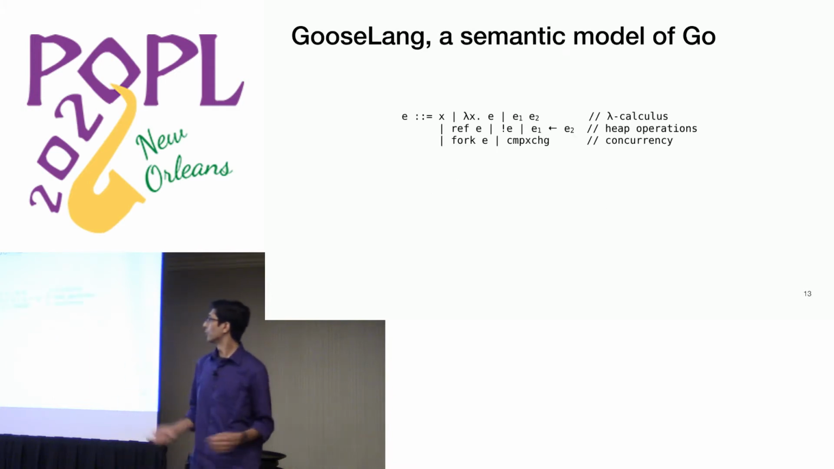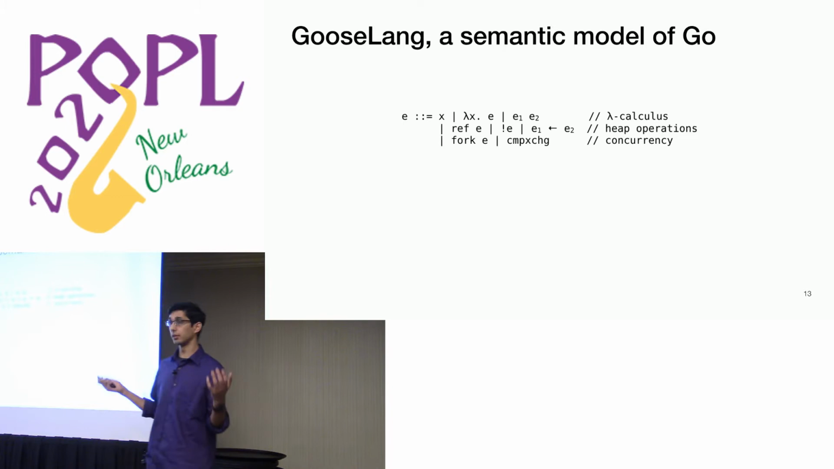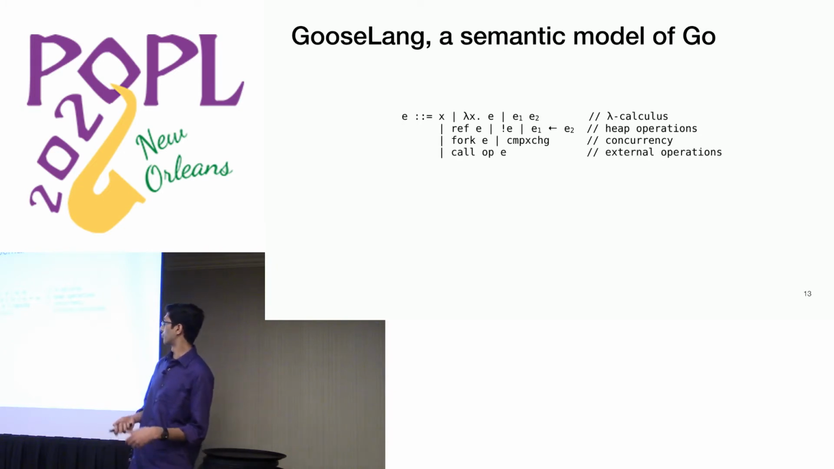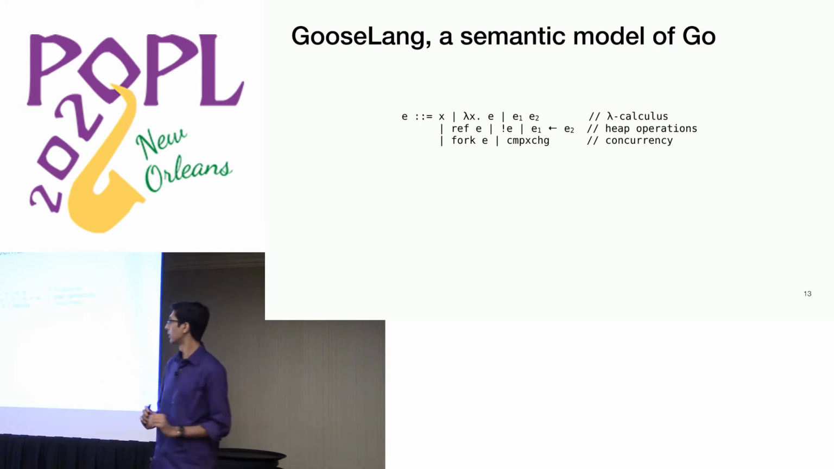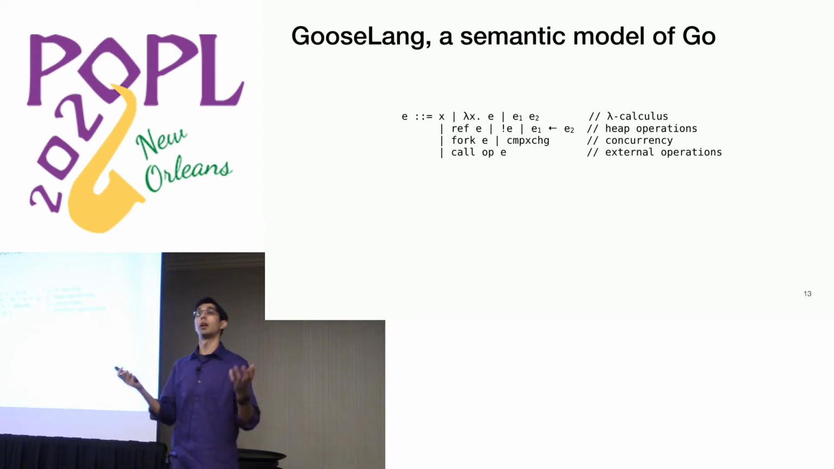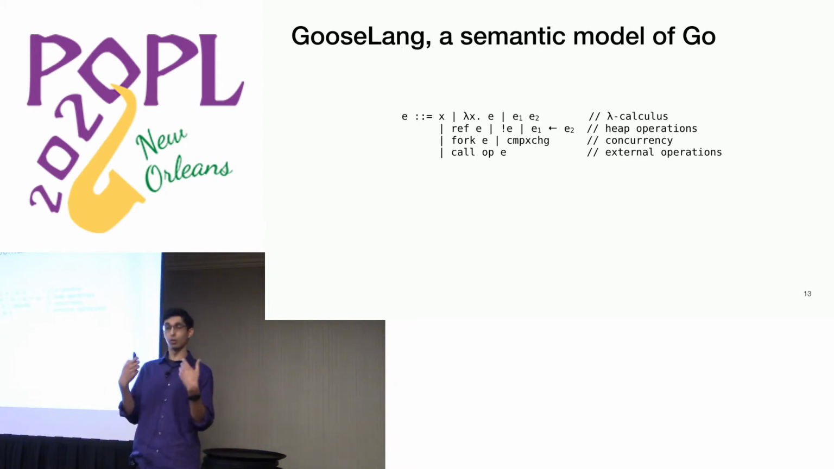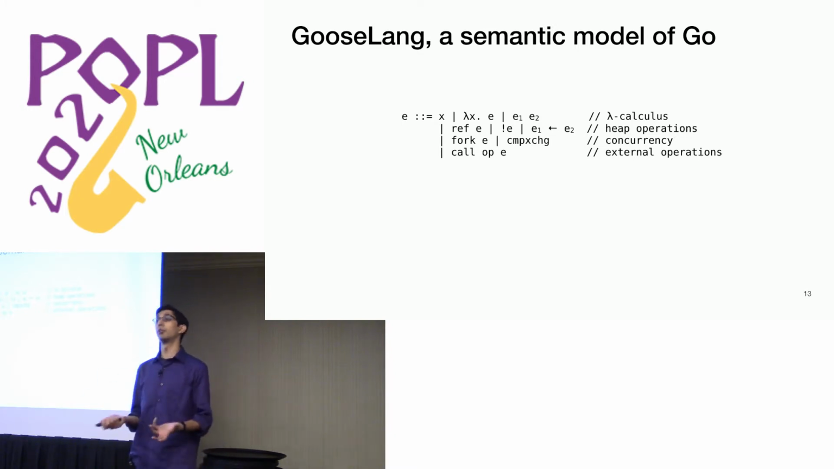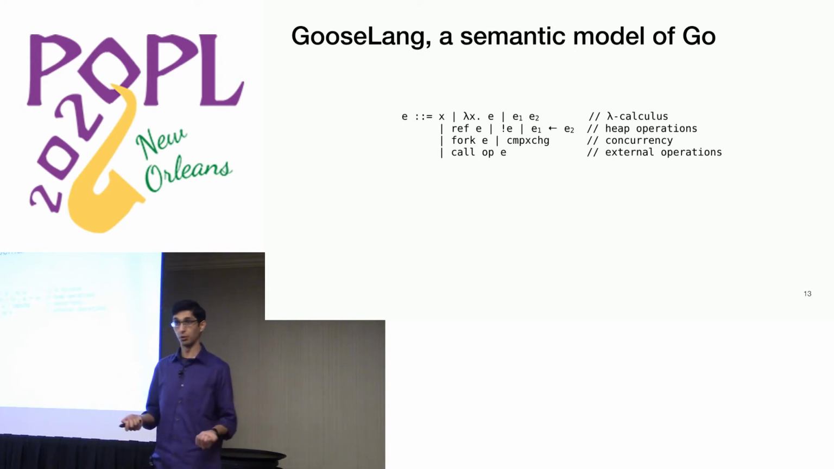Okay, so GooseLang is, as I said, a lambda calculus. It has references for modeling the heap, and it has concurrency. So this is so far heaplang. Then we extend it with an extra operation call, which calls some external operations. And GooseLang is parameterized over what these external operations do. That means what operations do you have, what is their semantics, and also what state do they manipulate in the semantics. So the disk and the file system clearly have very different state.